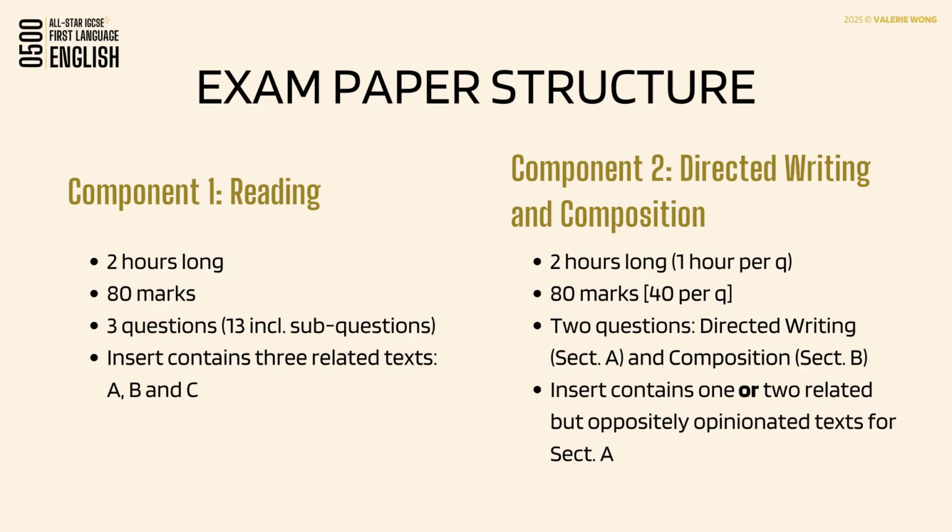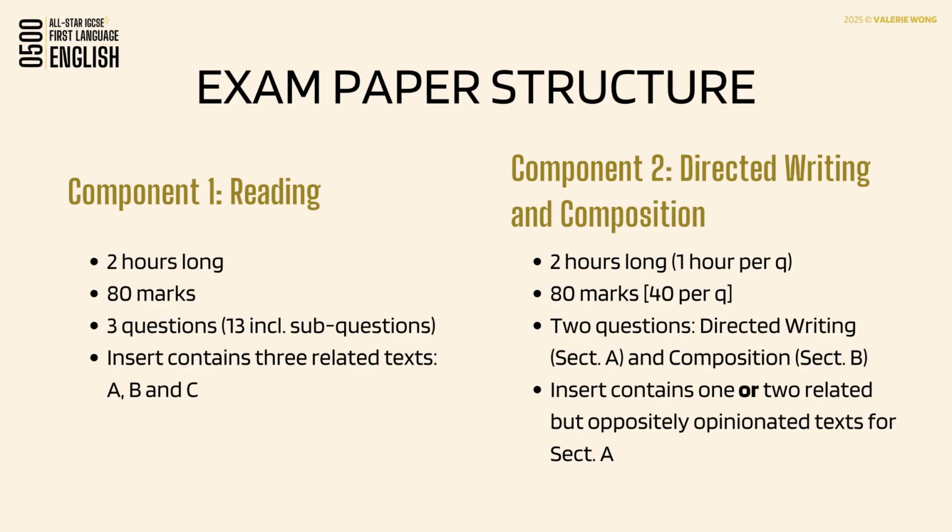And then component 2 is the optional paper. You have to take either paper 2, directed writing and composition, or the coursework. Most people would go for paper 2, and that's what we're covering today. Directed writing and composition, also known as the writing paper.